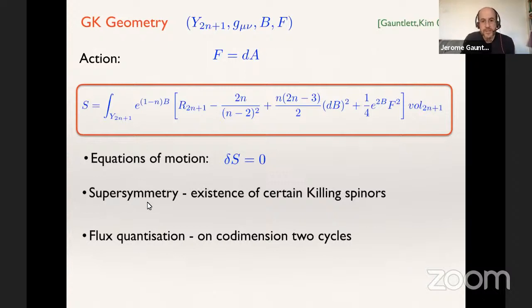We want supersymmetry, and supersymmetry is the existence of certain Killing spinors. And I won't write those down because I'll tell you what an equivalent geometric version of those Killing spinors is on the next slide. And we also want to demand, certainly for the two examples we're interested in, the AdS3 and the AdS2 cases, flux quantization on codimension 2 cycles.